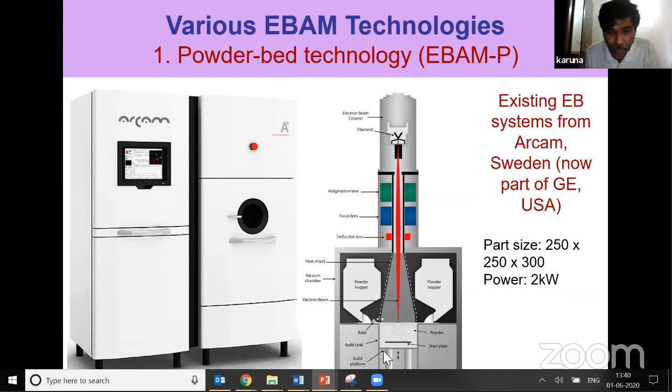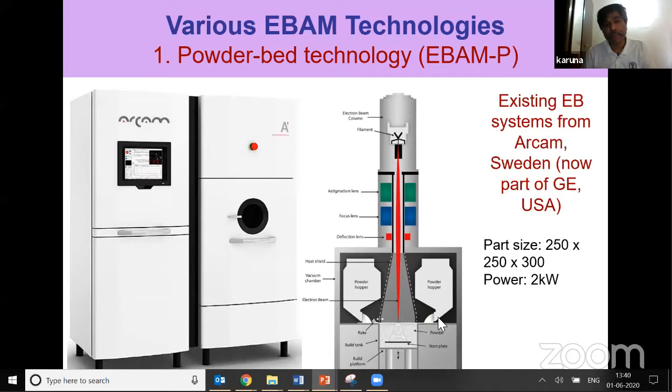Now you have a table here. This is the table's top surface. Initially, it would have been here, and then it goes down every time by one layer thickness. And this is the filled area, and layers happen like this. So this is known as powder bed technology.